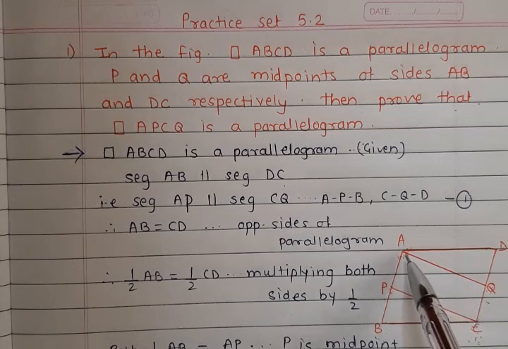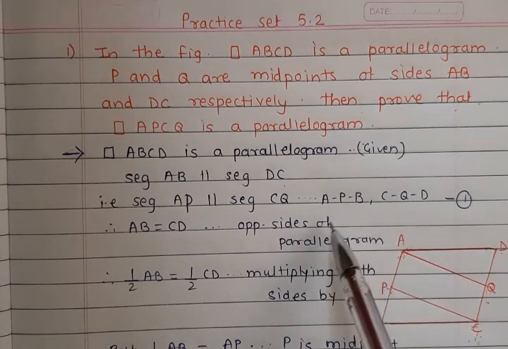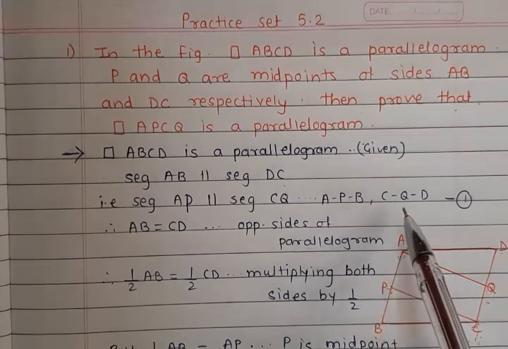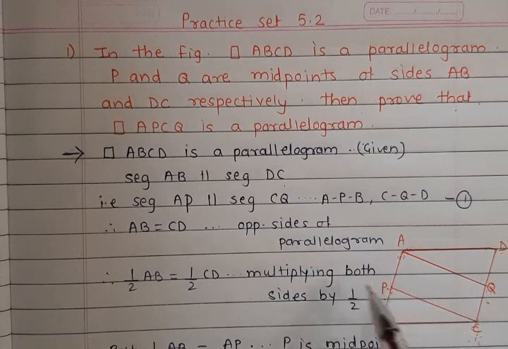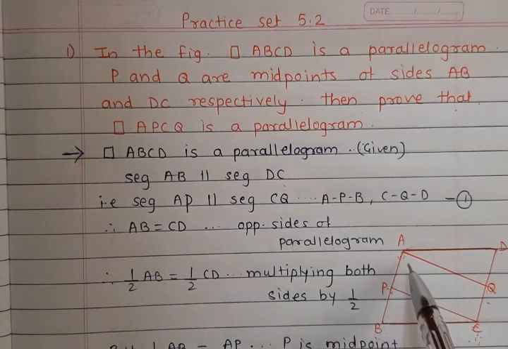Now see the proof. Here it is given ABCD is a parallelogram. That means segment AB is parallel to segment CD. Now instead of AB we can write segment AP parallel to segment CQ, by using betweenness APB and CQD. Then AB equals CD, these are the opposite sides of a parallelogram. When we multiply by half on both sides, we get half AB equals half CD. But here half AB means what? AP. Okay.